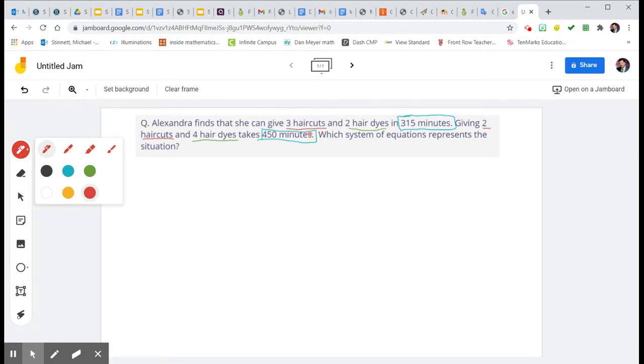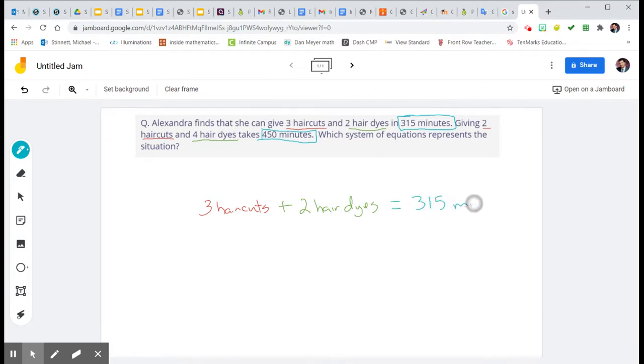So we have 3 haircuts. So what I'm going to do, I'm going to write 3 haircuts. And then I'm going to add, so 3 haircuts and 2 hair dyes. So I'm going to add 2 hair dyes. And then Alexandra is able to do that in 315 minutes. So that would equal 315 minutes. Right? That's how long it takes her to do these things, okay, if I add them together, right?